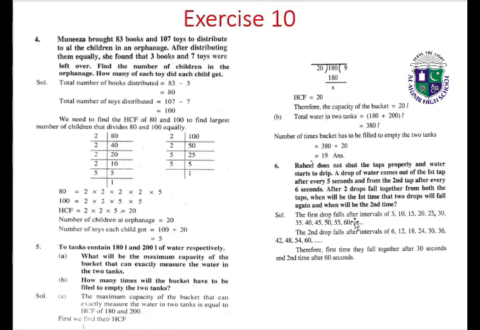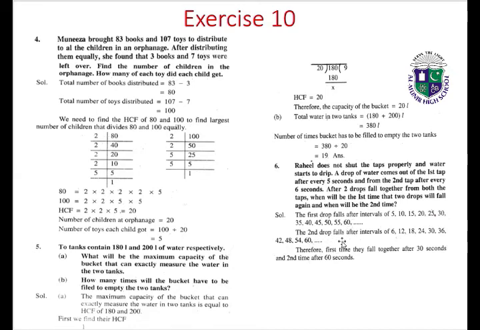The first tap drops fall after intervals of 5: 5 1s are 5, 5 2s are 10, 5 3s are 15, 5 4s are 20, 5 5s are 25, 5 6s are 30, 5 7s are 35, 5 8s are 40, 5 9s are 45, 5 10s are 50, 5 11s are 55, 5 12s are 60.